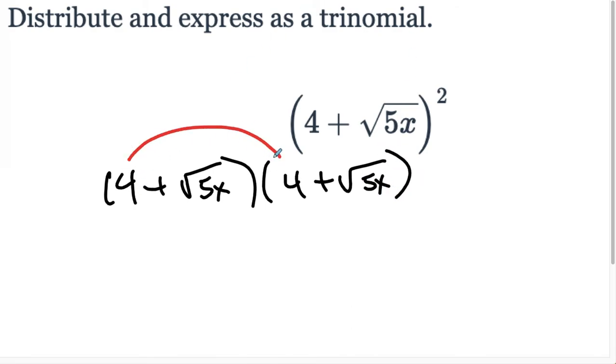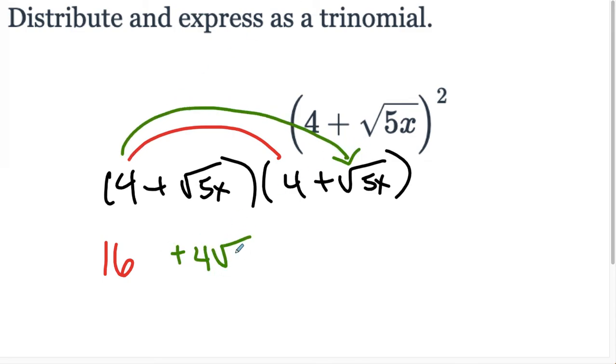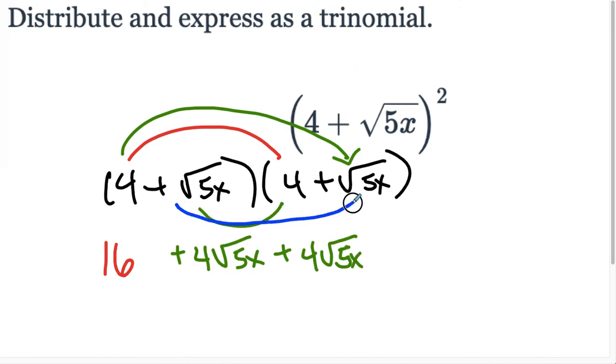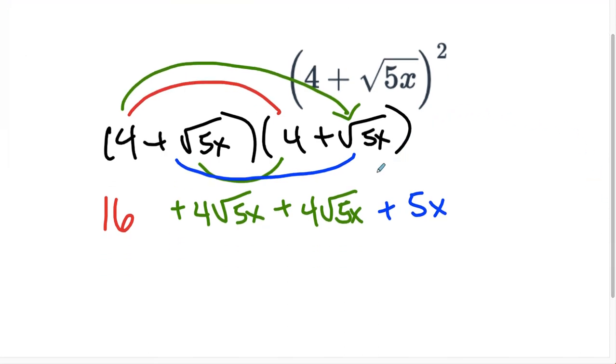We're still foiling 4 times 4, which is 16, and then 4 times 5x is positive 4 square root of 5x. The square root of 5x times 4 is the same number. And then the square root of 5x times the square root of 5x, like I said earlier, if they're the same exact radicand, same exact index, it just becomes a shortcut of just the radicand. All right? So that is a little bit different from what we were doing before, but again, quite the same.